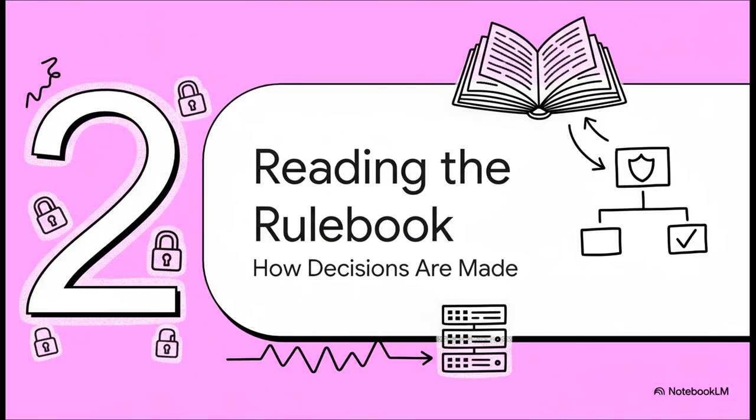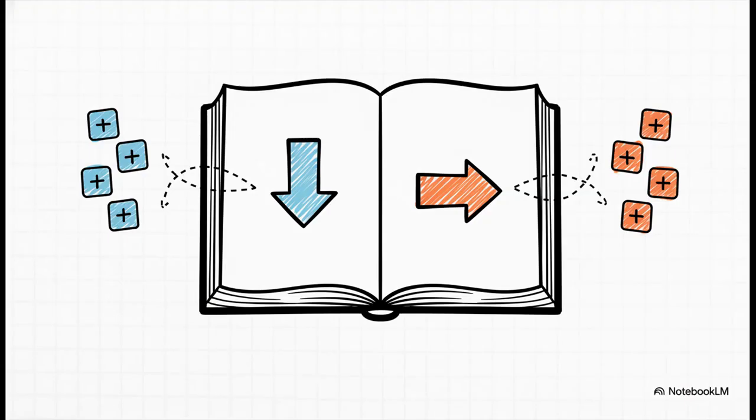So how does our guard make these quick decisions? Well, it's not just a gut feeling. It follows a very, very specific rulebook. Let's take a look at how that rulebook is actually put together. The rulebook is actually split into two different lists. It's really simple. There's one list of rules just for inbound traffic. That's anything trying to get into the subnet. And then there's a totally separate list just for outbound traffic, anything trying to leave.